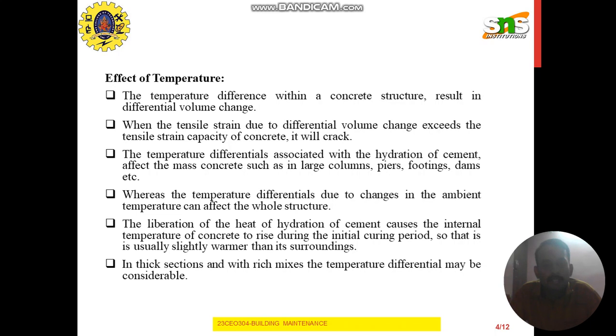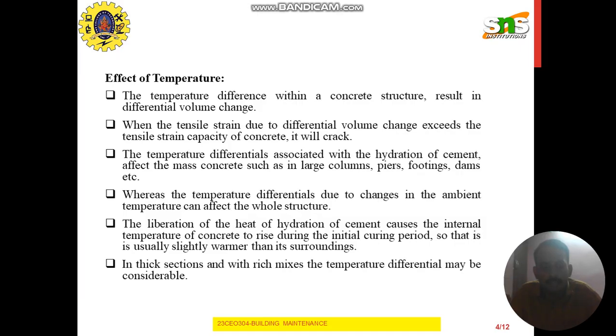These temperature differentiations are associated with large heat of hydration of cement, that is the exothermic reaction, and also it affects the mass concrete in structures such as columns, piers, footings, dams, etc. Due to the heat of hydration process in the early stage of concreting, that is the reaction between water and cement, there is an increase in internal temperature of the concrete during the initial curing period, which is usually warmer than the room temperature or normal temperature. This may also lead to formation of cracks in concrete.